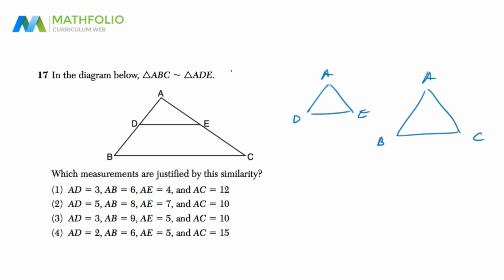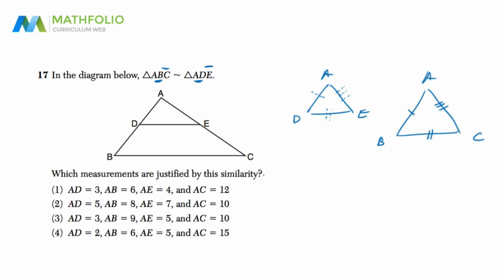So if they're similar, then we know that the sequence of these letters unlocks the secret between which sides are corresponding. So AB, which is right here, corresponds to AD. Now I'm not going to say that they're the same because they're really not, but they are corresponding. So I'm just going to do a dotted line right here, and then BC corresponds with DE, and then that means that a third one must correspond with this one. But keep in mind, the sides are not congruent, the sides are just in proportion.